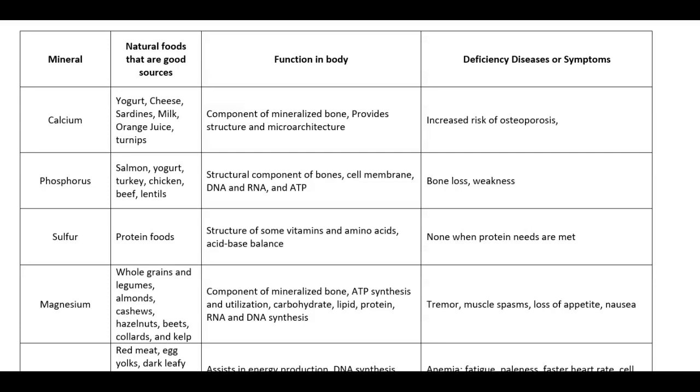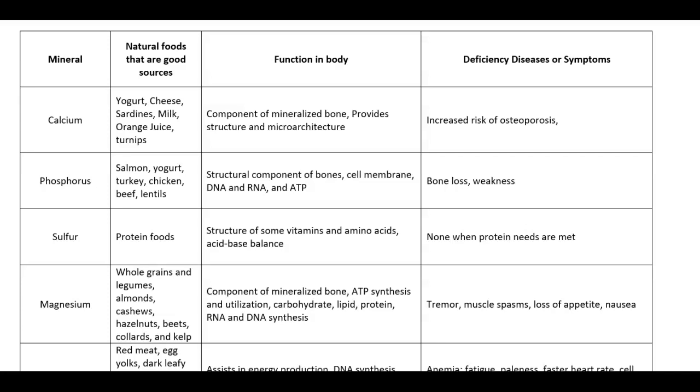Calcium can be found in yogurts, cheeses, sardines, milk, orange juice, turnips. Their function in your body is they are a component of mineralized bone and provides structure and microarchitecture. So basically that's going to involve architecture or helping support the cell. We've also learned how important calcium is in muscle contraction activity. Deficiency diseases or symptoms, osteoporosis is going to be a disorder that involves low levels of calcium.